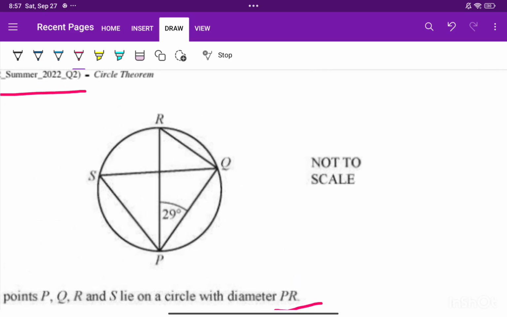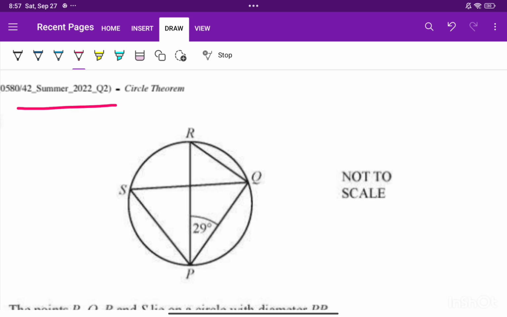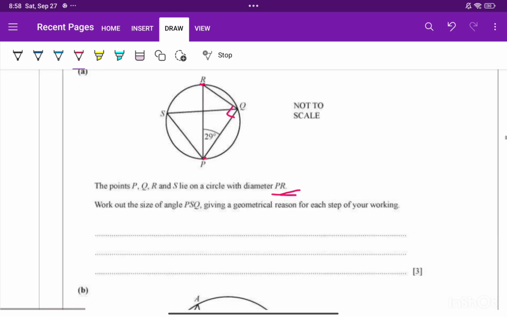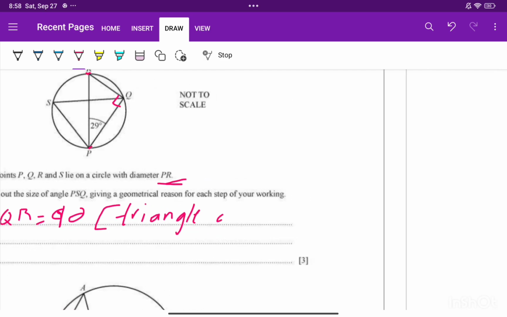PR is the diameter. So we can write that angle PQR is 90 degrees. Why? It's because a triangle over the diameter is always a right-angled triangle. So PQR is equal to 90 degrees. The reason is angle in a semicircle, the triangle over the diameter.